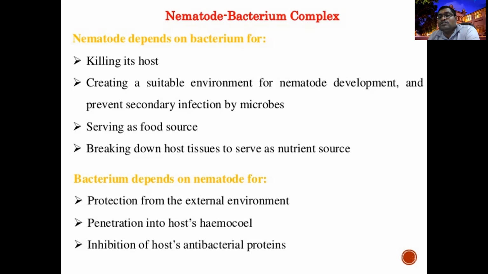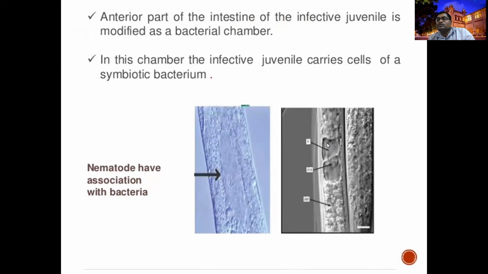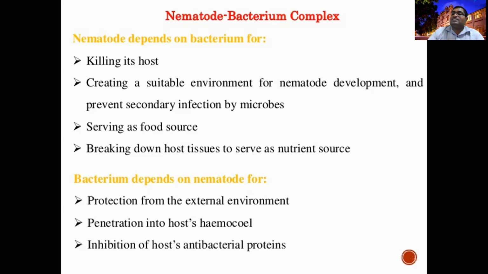Bacterium also depends on nematodes to protect it from the external environment. Bacterium cannot survive without conditions like this chamber present in the nematode, so in the outside environment, it will not survive. Once it has reached the inside hemocoel, they can survive. So it needs protection from the external environment, and that is how the nematode gives protection. Bacterium gives protection from the insect environment, and nematode gives protection from the external environment to the bacteria. You have to be very careful, and you should clearly know that.